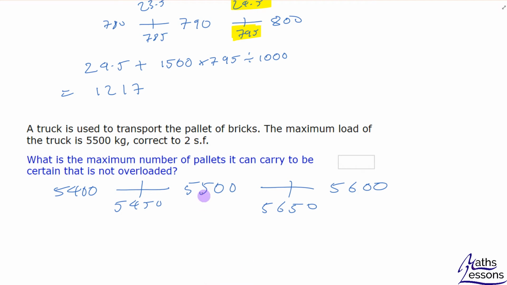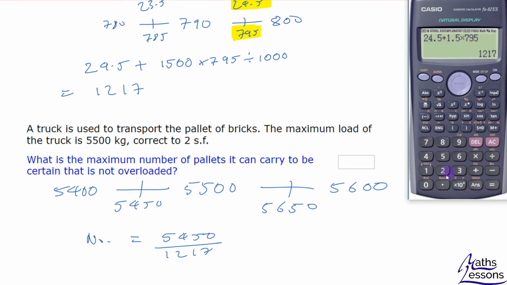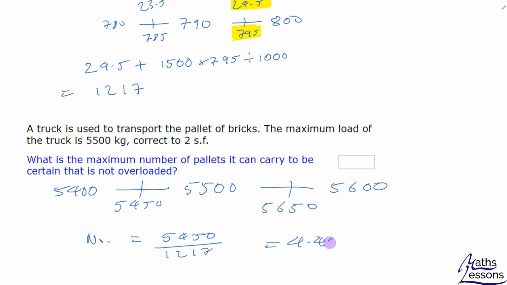5650. Now, if I want to be certain it's not overloaded, I want the minimum number of this divided by the maximum. Well, I worked out the maximum there, so that's okay. So the number of pallets is going to equal 5450 divided by 1217. So 5450 divided by the previous answer equals that. Press the SD button, that gives you 4.47. So therefore it will be 4 pallets.